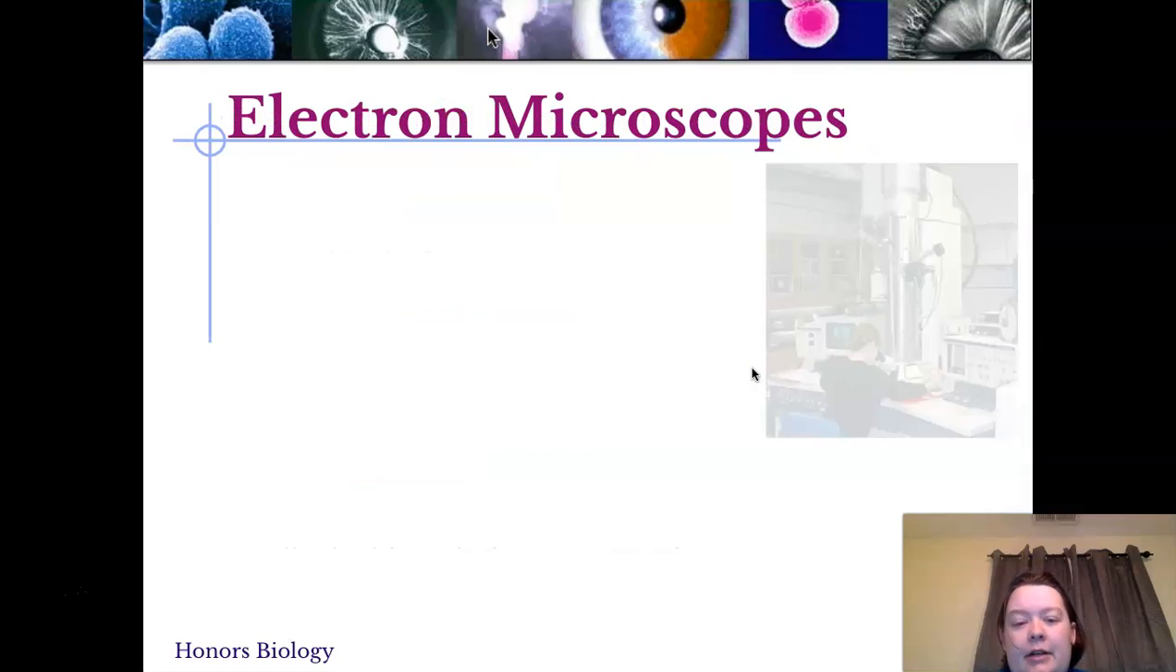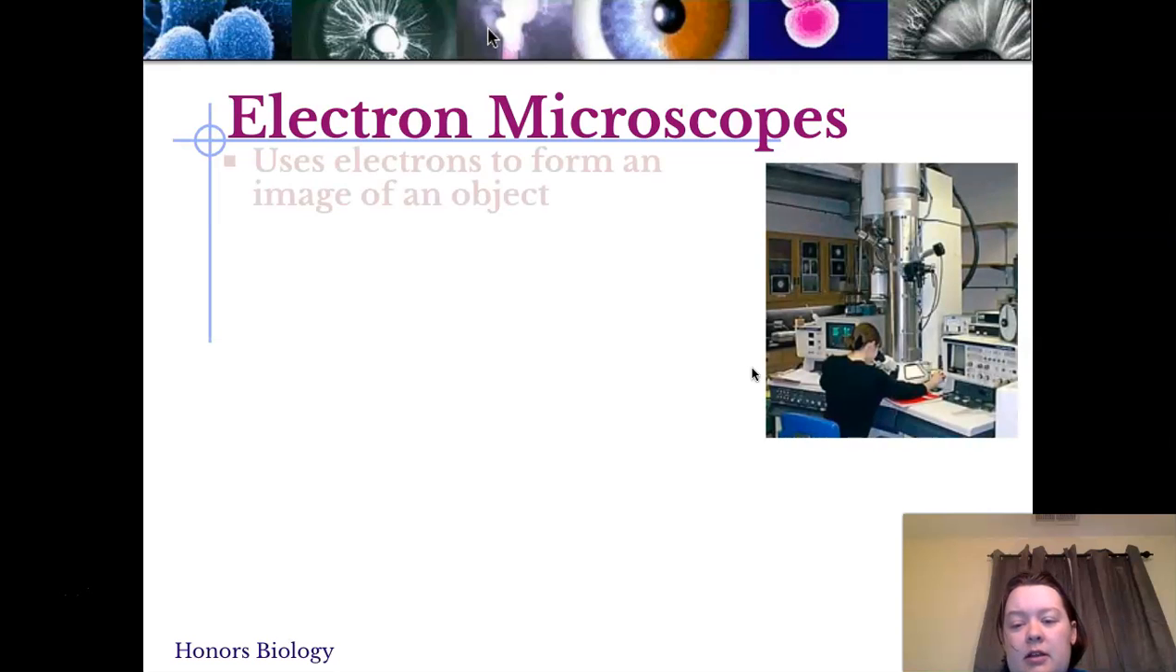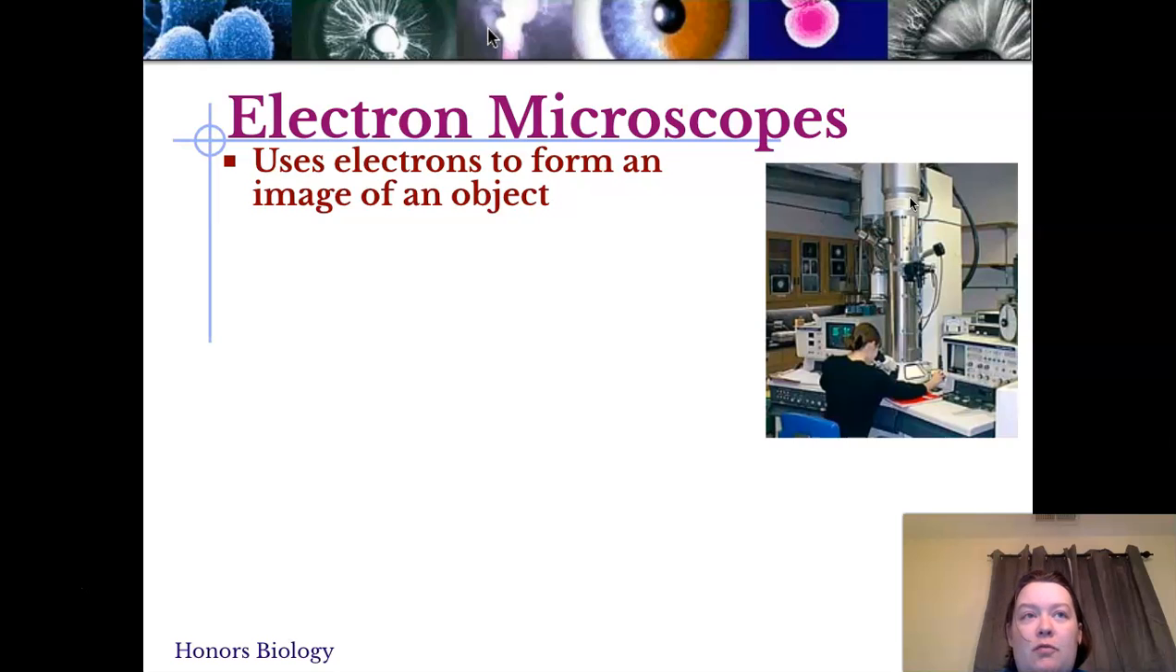So here are our electron microscopes. If you notice, the electron microscopes are much, much larger. This is not something that you would see in a typical high school. These are going to be reserved for college settings because they are much more powerful, much more expensive, and much larger microscopes. It's called an electron microscope because it uses electrons to help form images of objects.